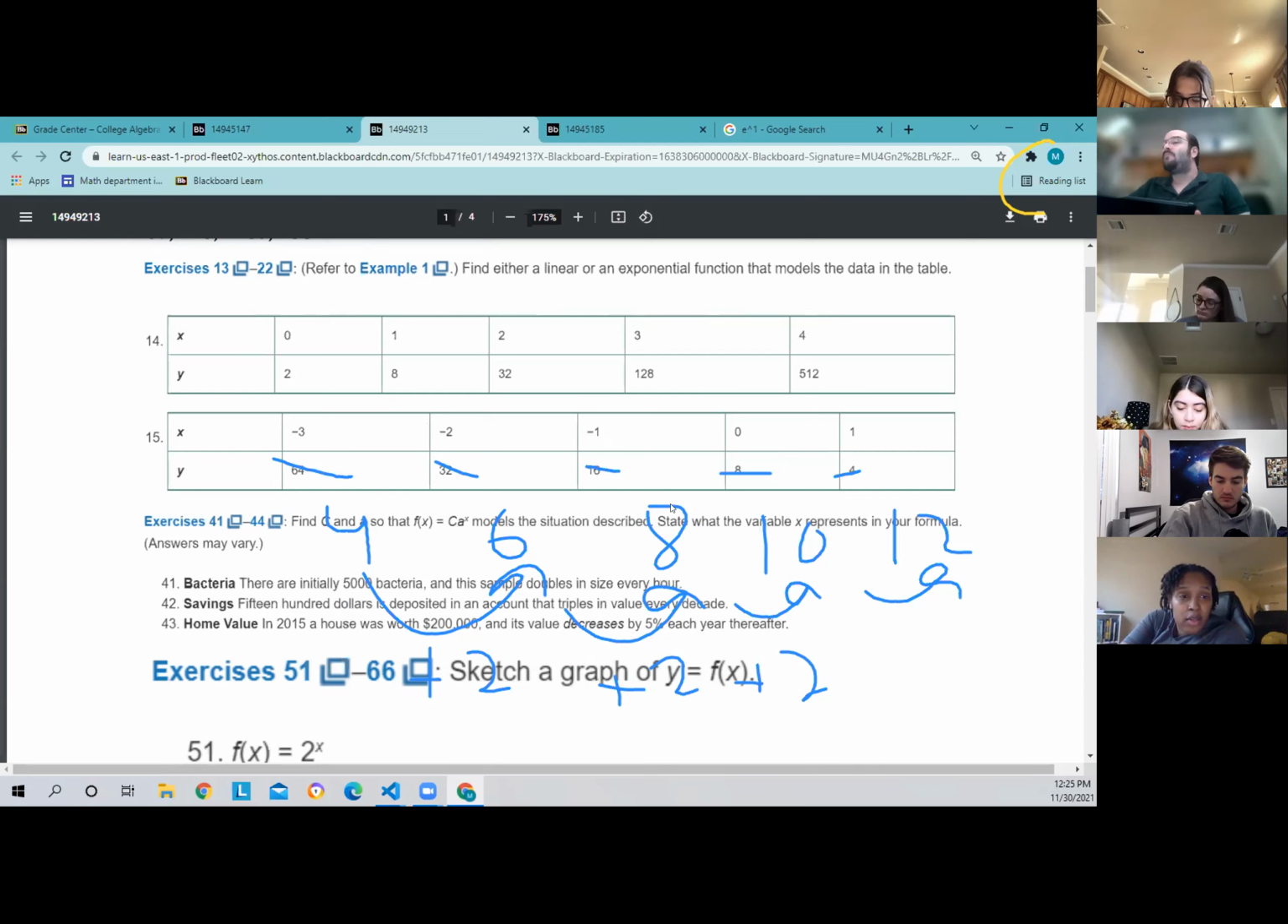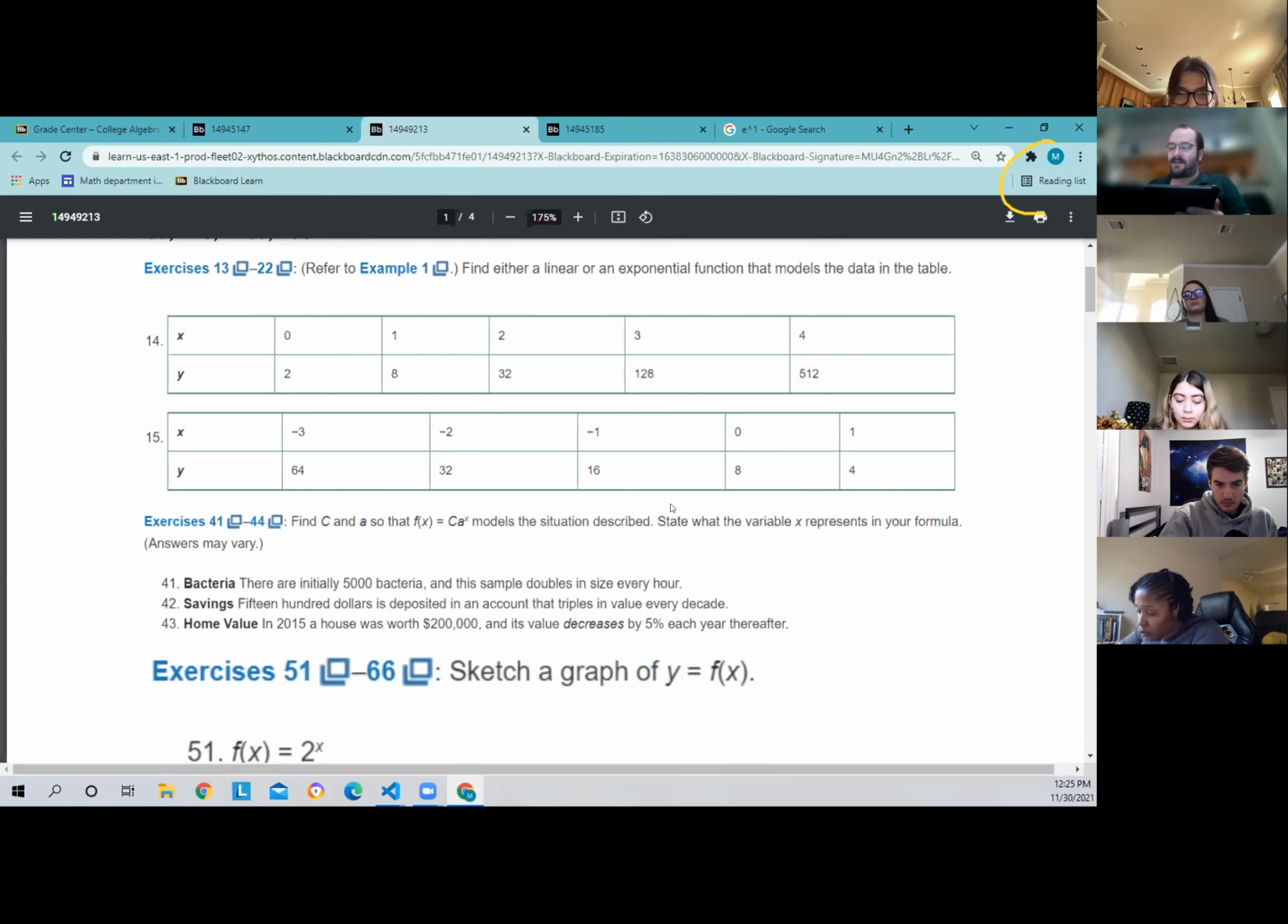So if I'm not mistaken, 14 and 15 are exponential functions. Yeah, that's it. And that's because we're multiplying or dividing. If we were adding, then it would be linear.